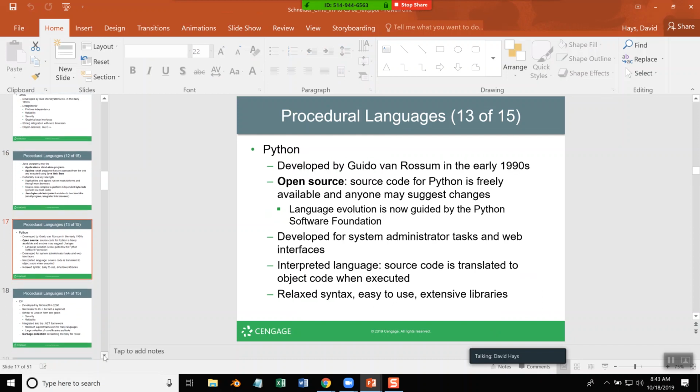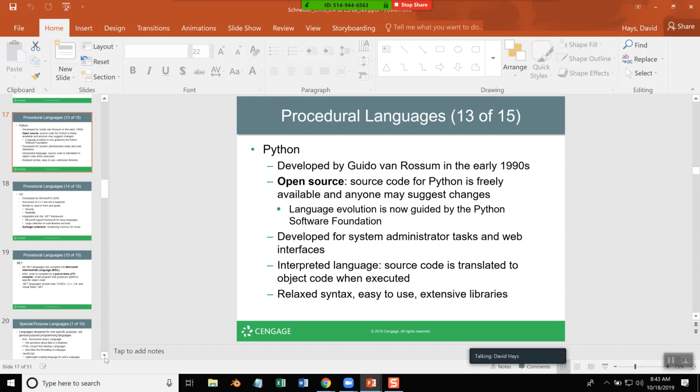Python was developed by Guido van Rossum, if I'm saying his name right. It's open source, freely available, and anyone may suggest changes. It says it was developed for system administrator tasks and web interfaces. It's used pretty heavily at Google. They're a big user of Python. It's used by a lot of people learning programming because it's easy.